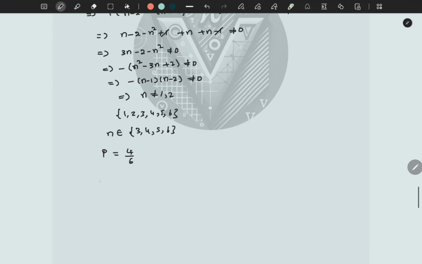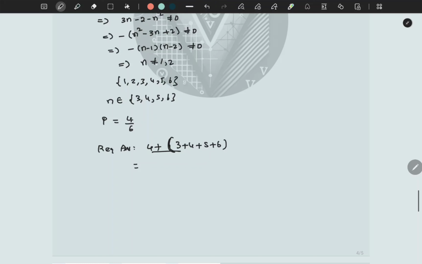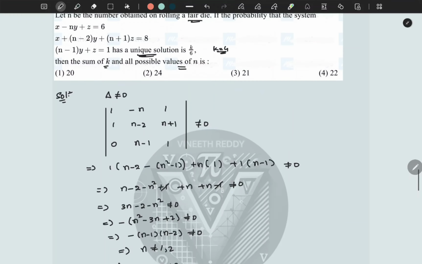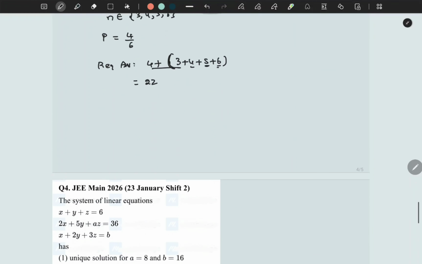It's a very simple question. So the required answer will be 4 plus, k is 4, plus the sum of the possible values of n, which will be 3, 4, 5, 6. So what do we get? 4 plus 3 is 7, 7 plus 4 is 11, 11 plus 5 is 16, 16 plus 6 is 22. So the required answer should be 22. I think 22 is the correct answer. Now let us go to the next question, dear students.